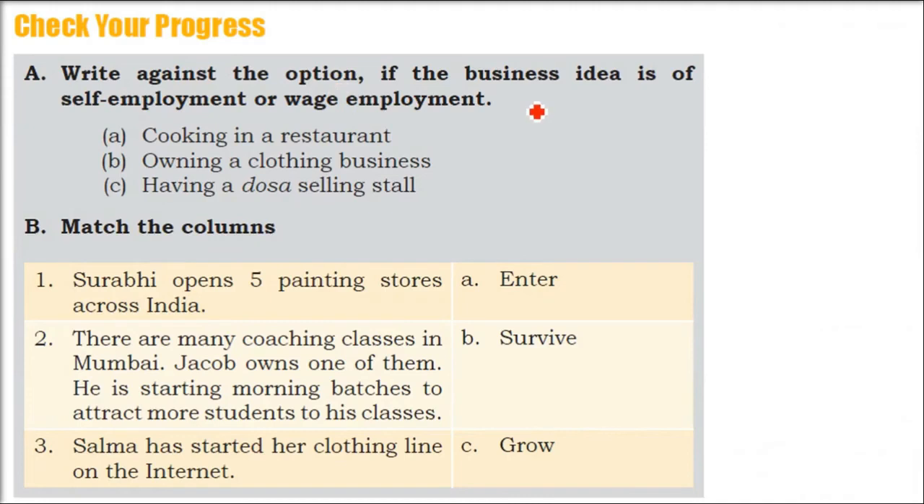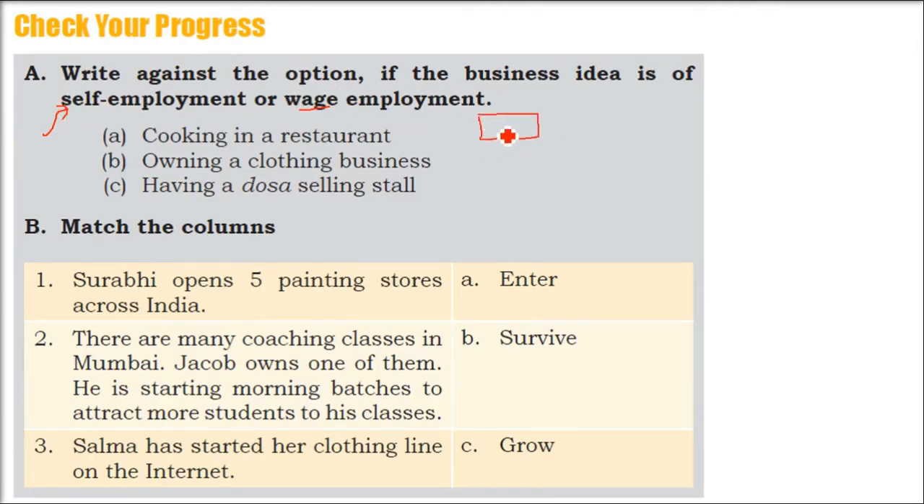Let us take the question and answer. Write against the option whether the business idea is self-employment or wage employment. Wage employment: you get a salary, you're employed by someone. Self-employment: you have started your own business, a shop, etc., and then you are earning your money.